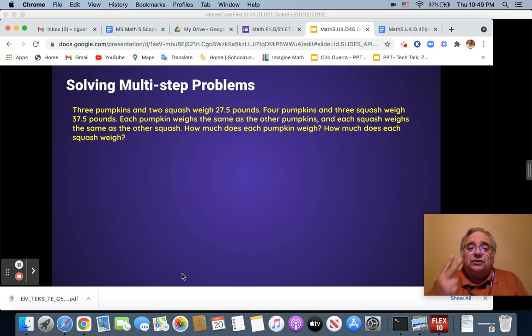3 pumpkins and 2 squash weigh 27.5 pounds, or 27 5/10 pounds. 4 pumpkins and 3 squash weigh 37.5 pounds, or 37 5/10. Each pumpkin weighs the same as the other pumpkins, so each pumpkin weighs the same amount. And each squash weighs the same as the other squashes. So all the pumpkins weigh the same, and all the squashes weigh the same. How much does each pumpkin weigh, and how much does each squash weigh?